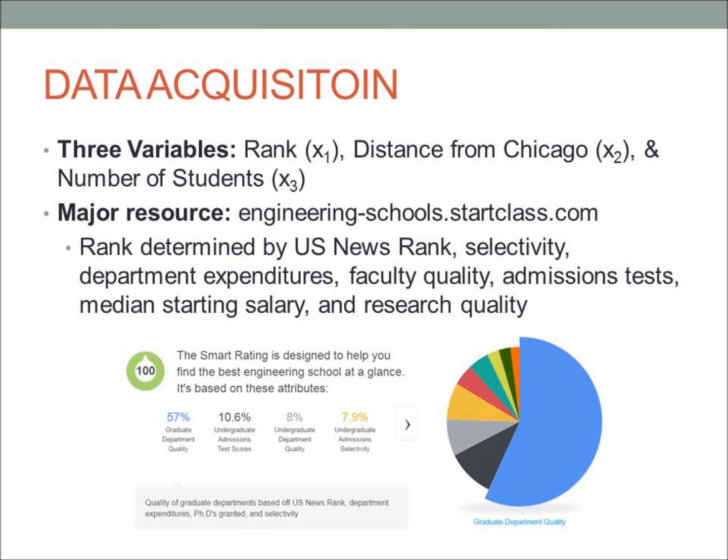their major resource was engineeringschools.startclass.com. This site provides a rank that's not only determined by the U.S. News rank, but also includes selectivity, department expenditures, and other factors. This site also includes the number of engineering students in an engineering program. This is important because the more engineering students, the more likely it is that there is someone interested in our company and that we could hire on.